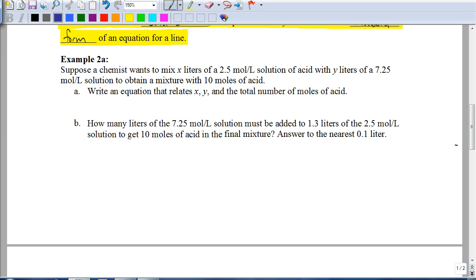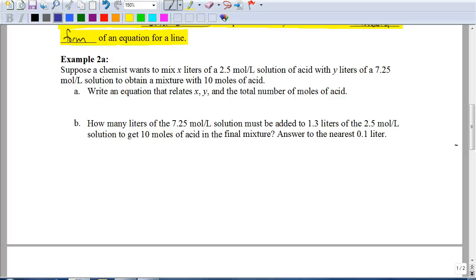Let's look at some story problems where we need to come up with the standard form now. It says, suppose a chemist wants to mix X liters of a 2.5 moles per liter solution with Y liters of a 7.25 moles per liter solution to obtain a mixture with 10 moles of acid. You don't have to know chemistry to do this, but this is a situation that applies to chemistry. So we have one container that has 2.5 moles per liter of solution of acid, and another container whose amount of acid is 7.25 moles per liter, and we want to combine a certain amount from each to make a mixture that's got 10 moles of acid.